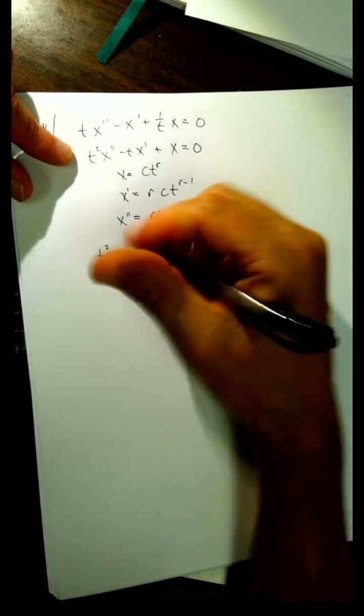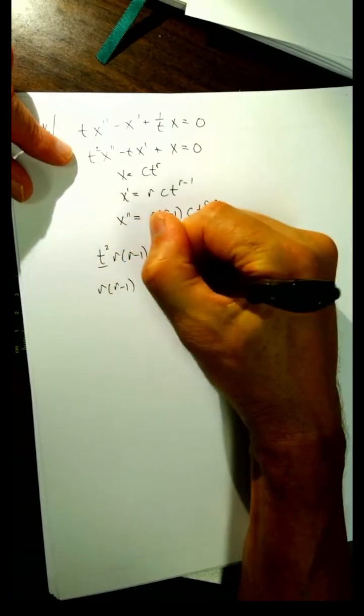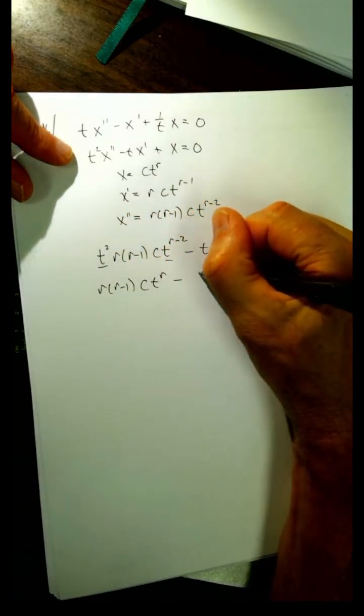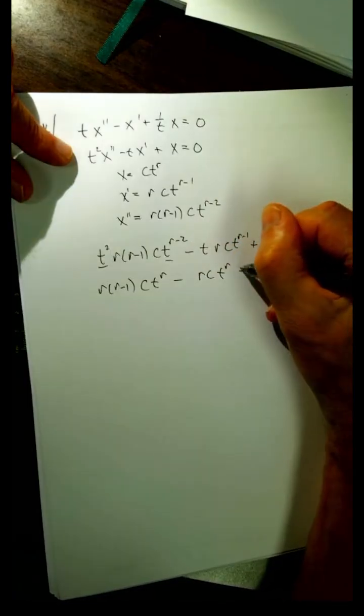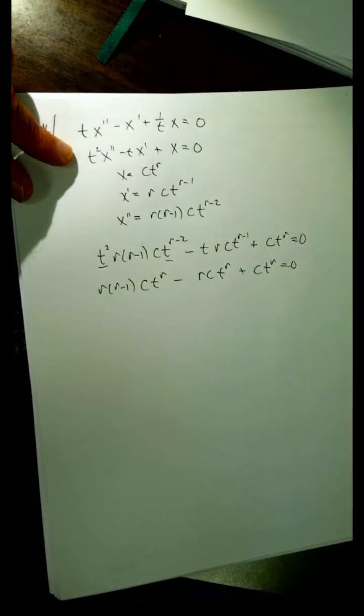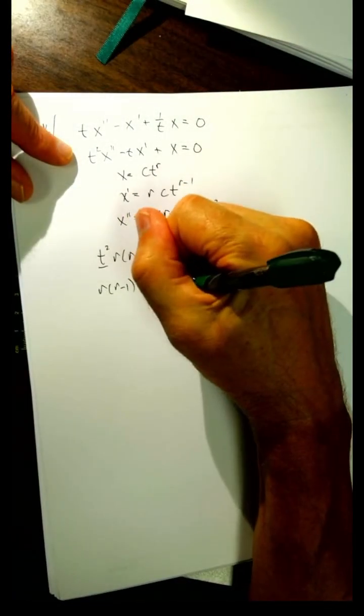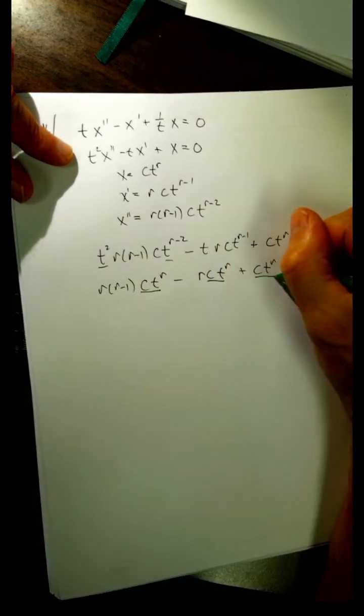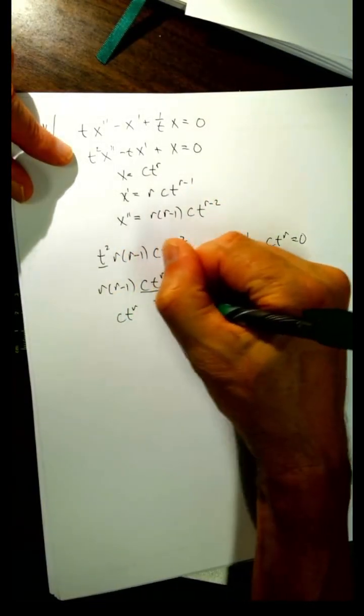I'm going to collect my terms. So this becomes r times r minus 1 ct to the r minus rct to the r plus ct to the r is 0. ct to the r is in every term, so I can factor it out.